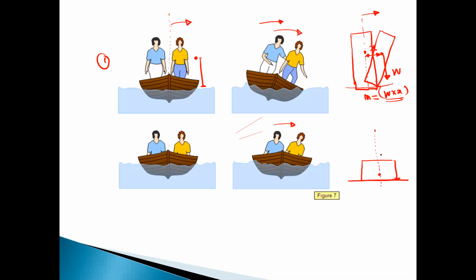If they try to shift on one side, so this is the displaced position of the two persons. Okay, so this center of gravity will get displaced on the right side by a very small distance compared to this x distance. Okay, so in this case we will have the moment.